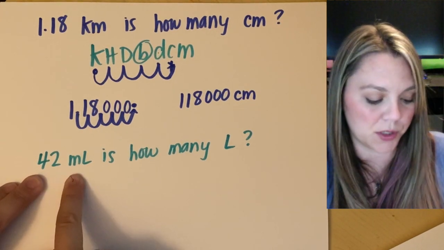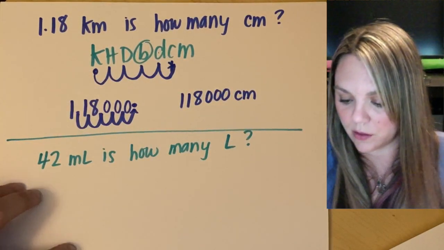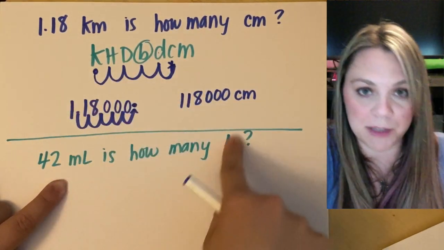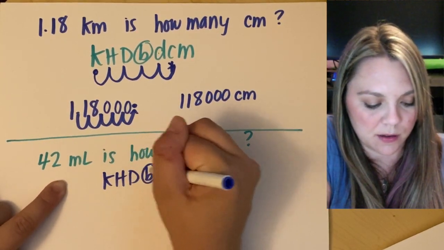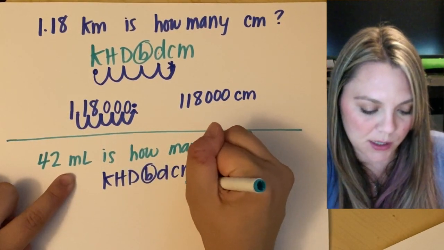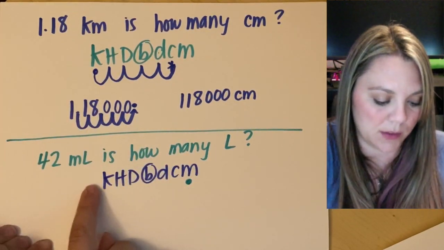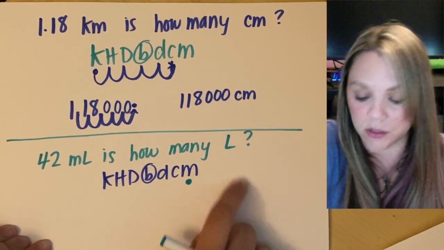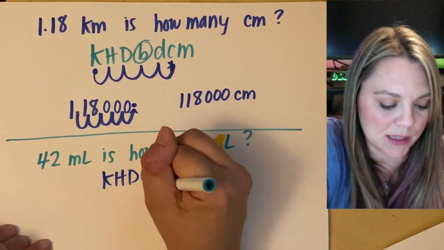All right, so you can also go the other direction. In this example, 42 milliliters is how many liters? Anytime I'm switching in the metric system, I want to write out King Henry died by drinking chocolate milk. In this case, I'm starting at milli. I'm starting in milliliters, and I want to end up in liters. And if I'm looking, there's no L. No, just remember, there's no prefix here. This is my base unit, so I want to get to my base unit.